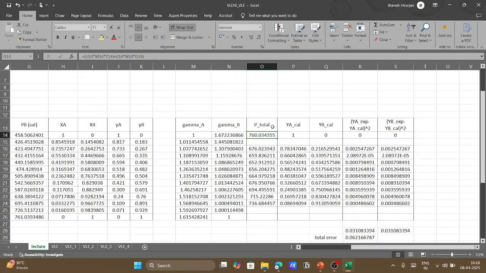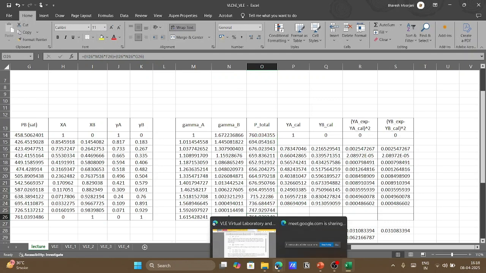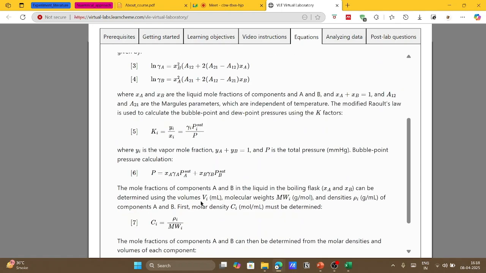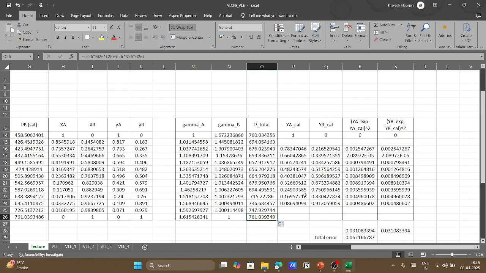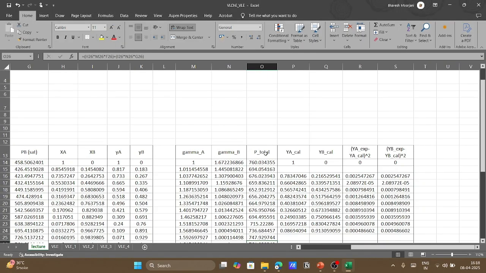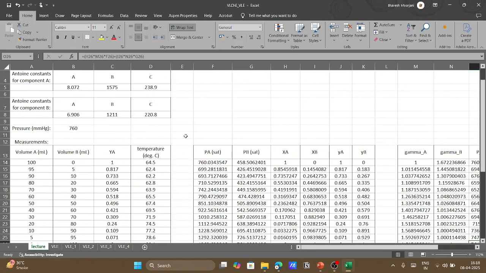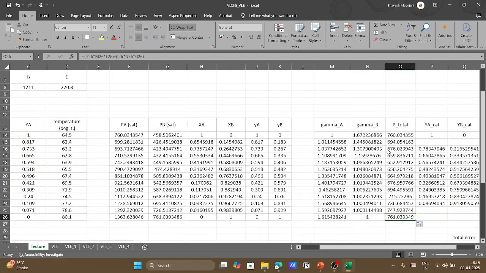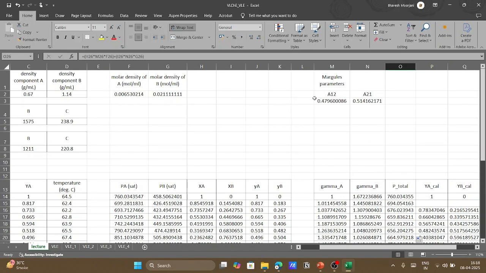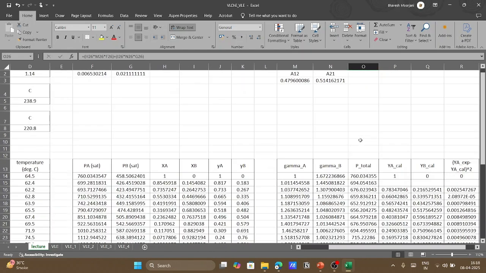Once you know these, you can compute the total pressure also. So total pressure P is the summation of xi gamma i pi sat. That should ideally come somewhere around 760. So that is our actual experimental condition, right? So here you can see it's varying between 760 to 650, since the Margules parameters are guess values.